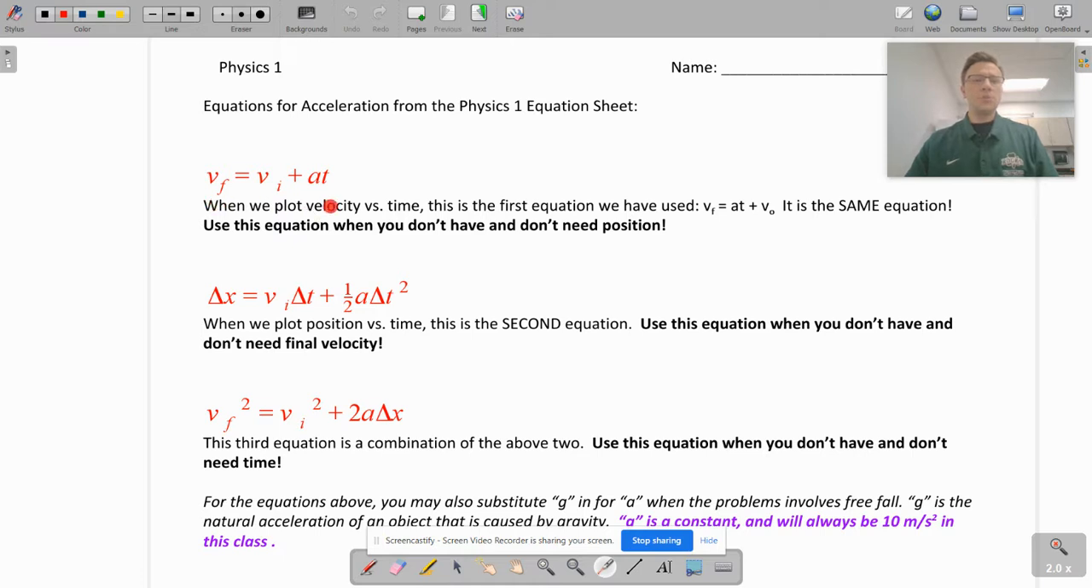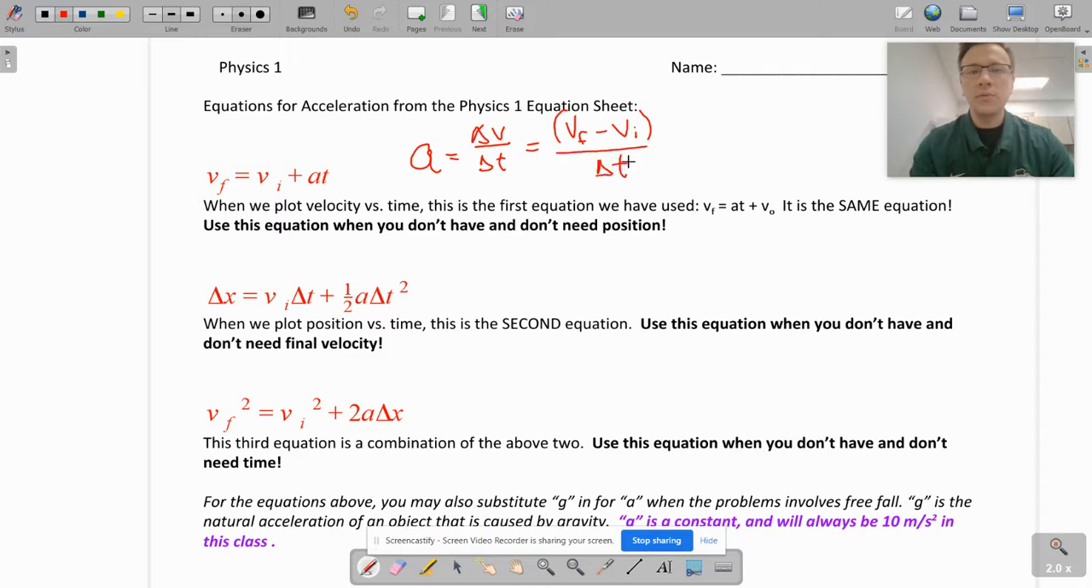This equation right here is your base acceleration equation. Another way to write this would be: acceleration is equal to the change in velocity over the change in time. You've seen this before. That's the base definition for acceleration. Remember that change in velocity is final velocity minus initial velocity, over the time interval. If you rearrange that equation, it comes out looking like this. So this is our base equation for acceleration.